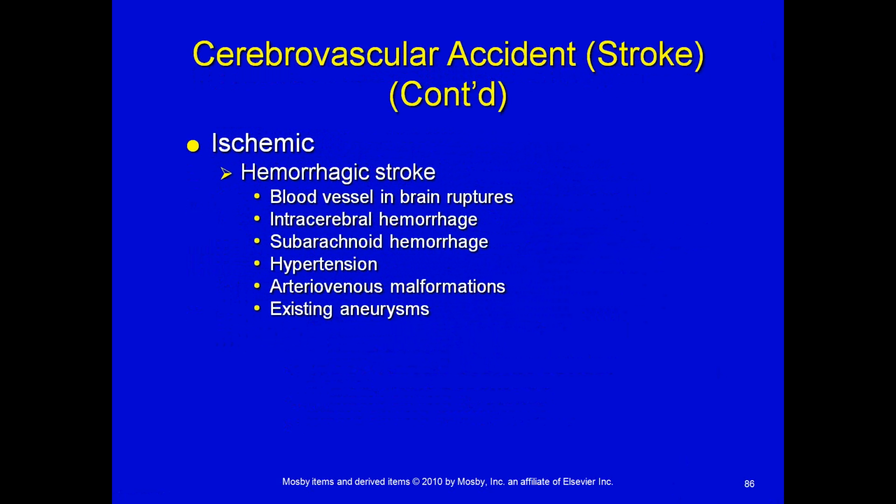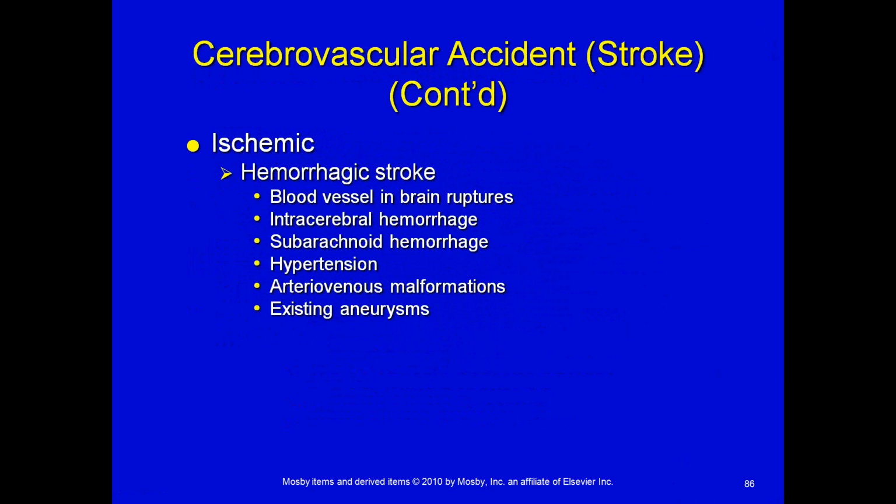Another type of stroke is hemorrhagic, and hemorrhagic strokes occur when a blood vessel in the brain ruptures, leading to intracerebral hemorrhage. Certainly could be subarachnoid hemorrhage, could be epidural hemorrhage, subdural hemorrhage, and most often hemorrhagic stroke is caused by hypertension. Can also be caused by arteriovenous malformations and existing aneurysms that rupture when the blood pressure goes up.